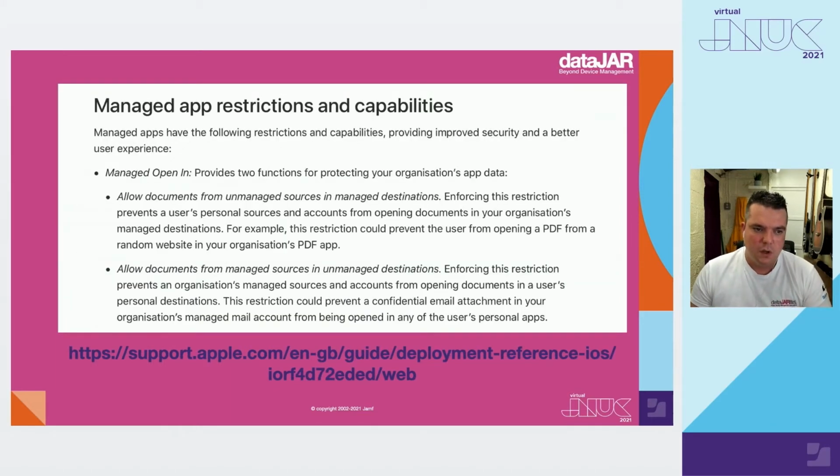Let's look at managed. So managed apps have the following restrictions and capabilities, providing improved security and better user experience. Managed open-in is a way of looking at DLP in regards to your mobile devices. So you can set it to only allow documents from unmanaged sources in managed destinations. Maybe you allow people to add their own personal email account to their device. Do you want them to save attachments from that into maybe your OneDrive, your Google Drive, etc., or other apps? Vice versa, do you want someone to be able to take data from those Google Drives, those OneDrives, and copy them and send them off in an email? These are things that you can look at, but it requires the app to be deployed via VPP and have the option enabled within there as well.